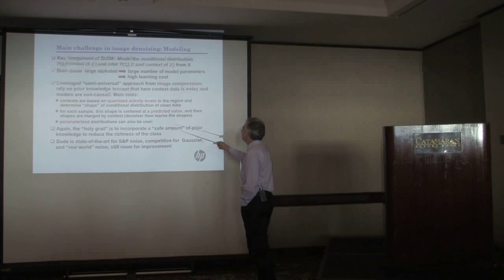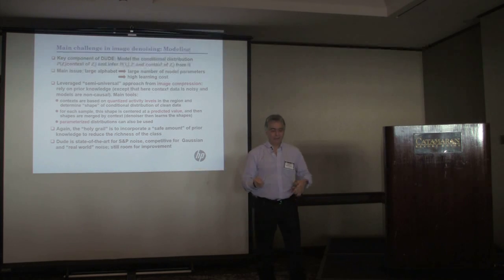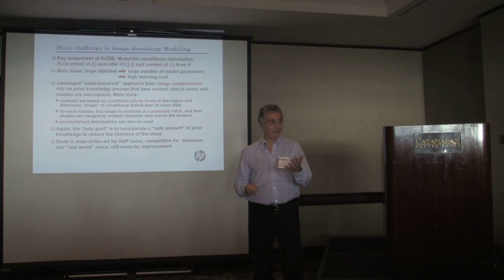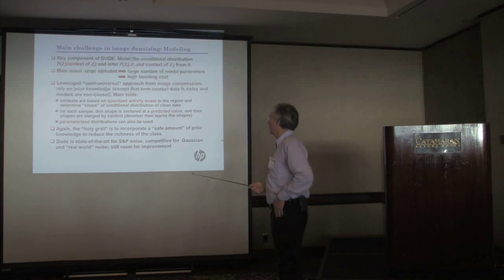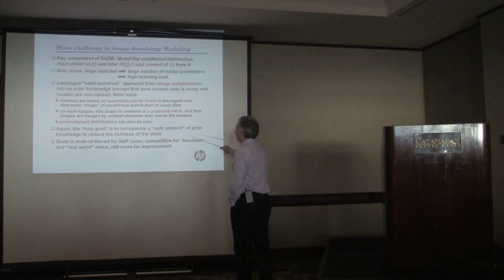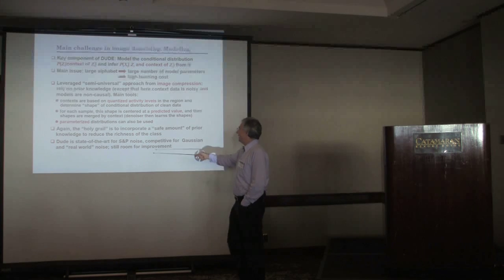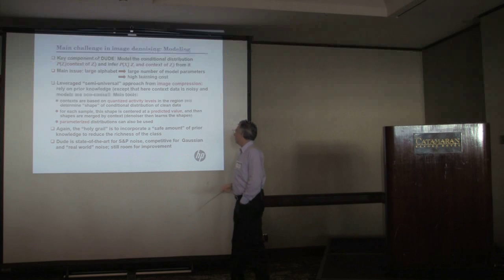And for each sample, this shape is centered at a predicted value. Again, we use the fact that smoothness, you don't have to learn it. It's there, and you know it's there. And again, the holy grail is to incorporate a safe amount of prior knowledge to reduce the richness of the class.